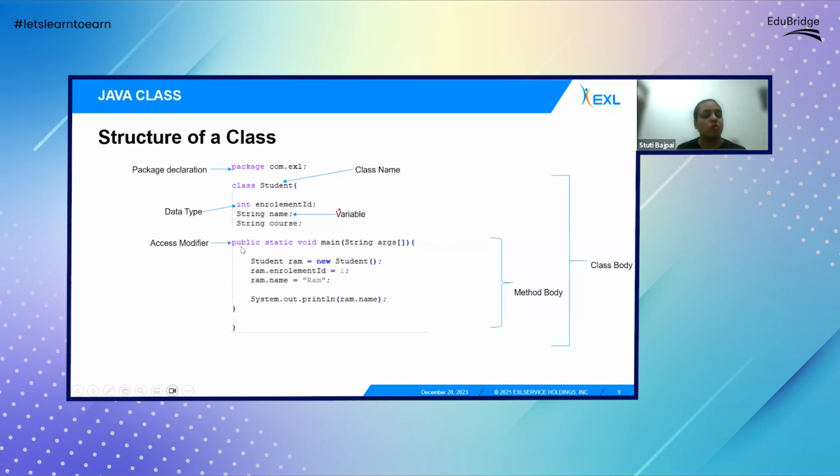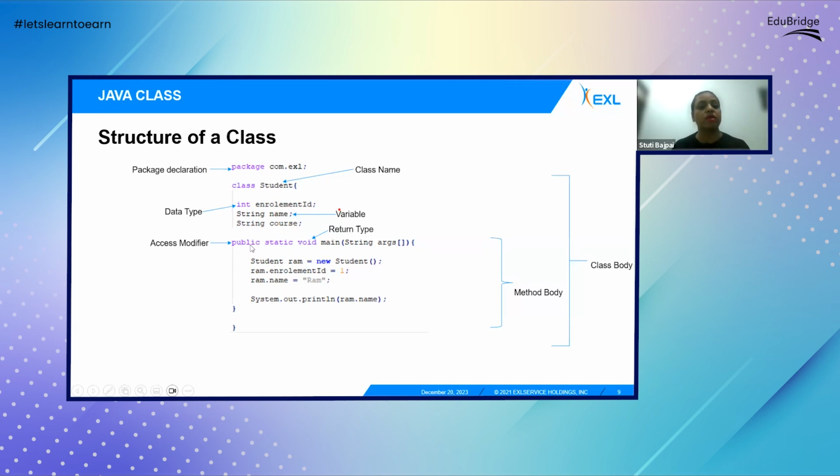Then we have access modifiers that tell us the scope of a variable or a method. Like here, public means it is available to all the classes and all the subclasses. There are other access modifiers also, we'll study them later. And the return type. Return type means what value is this method going to return?